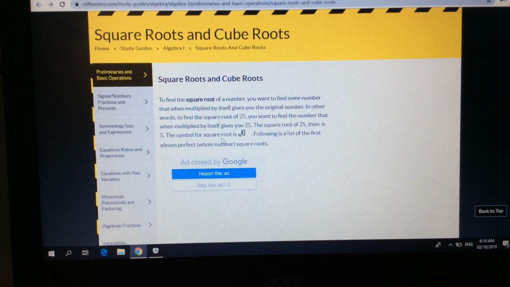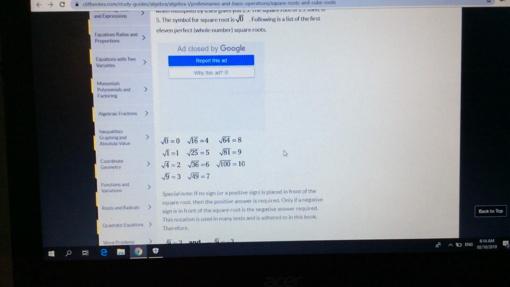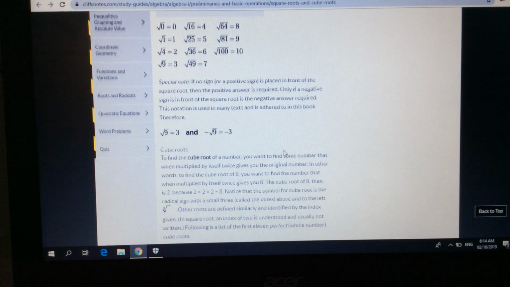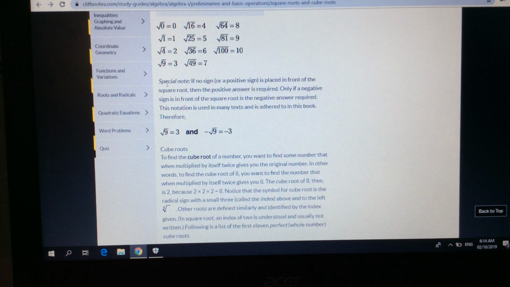Following is the list of the first 11 perfect or whole number square roots. So, examples of square roots. The square root of 0 is 0, the square root of 1 is 1, 4 is 2, 9 is 3, 16 is 4, 25 is 5, 36 is 6, 49 is 7, 64 is 8, the square root of 81 is 9, the square root of 100 is 10.